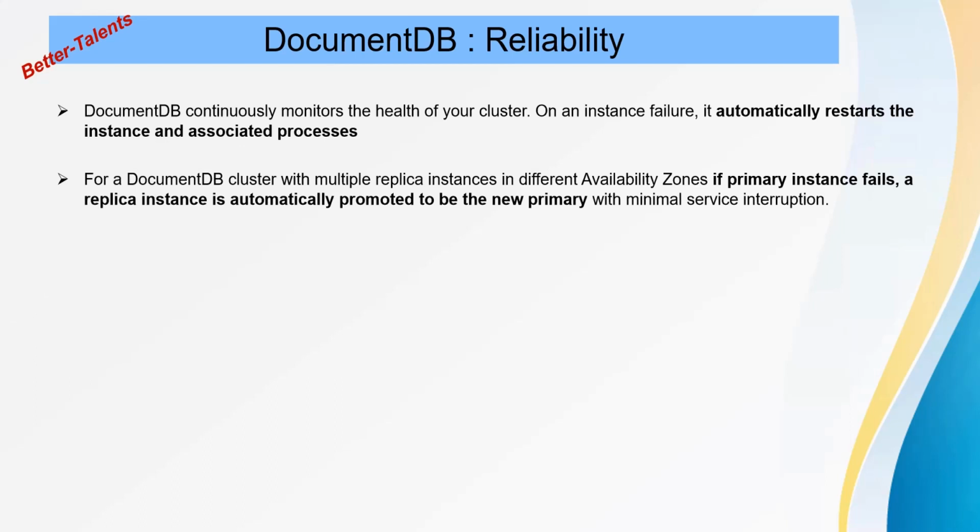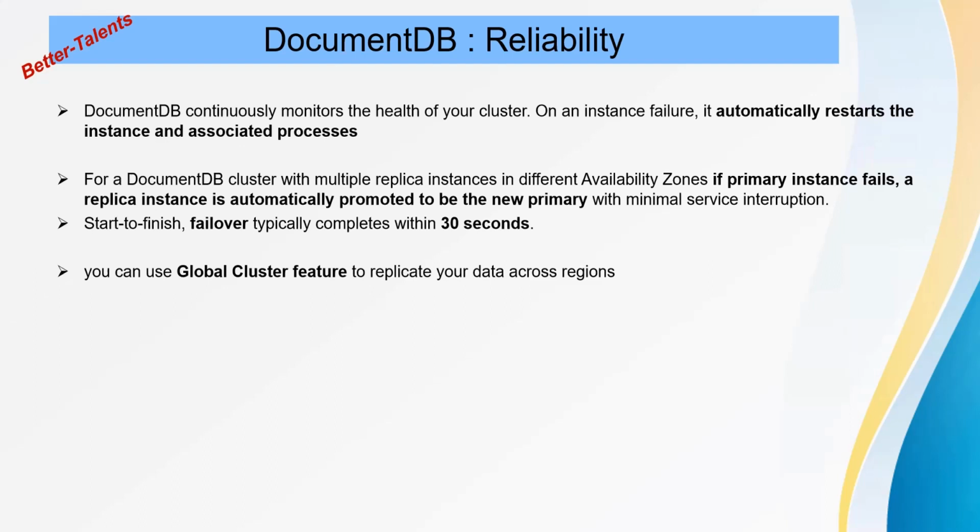So if you have a DocumentDB cluster with multiple replica instances, and if the primary instance fails, a replica instance is automatically promoted to the new primary with minimal service interruption. So this is a good feature, sort of a master-slave architecture. Primary fails, then the secondary or read replica is gonna take over. It's that kind of architecture DocumentDB has. And typically this failover completes within 30 seconds.